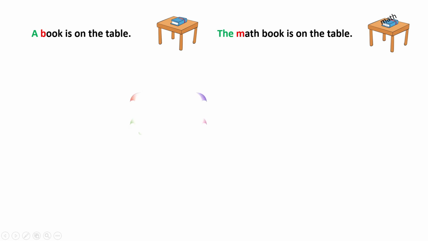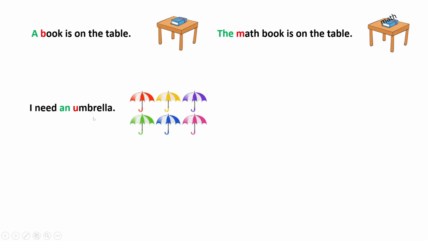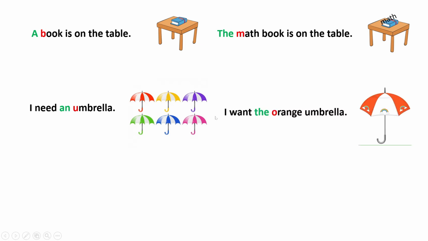The next example, I need an umbrella. Here in this example, it doesn't matter which one of them, which color. So that's why we have "an." But here, I want the orange umbrella. Here we have the definite article because the umbrella that I want is clear, the orange one. That's why we have the definite article.